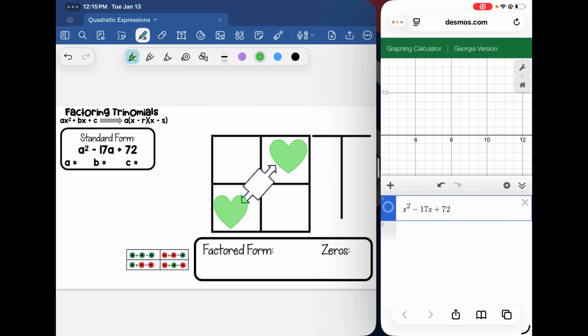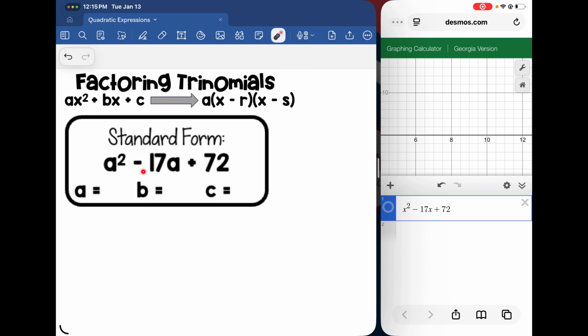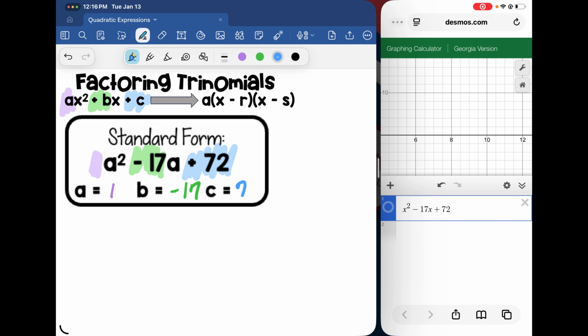All right, let's do our last example for today. My standard form that they gave me this time is a squared minus 17a plus 72. And I need to identify what is my a value, my b value, and my c value. So your a value, aka the number in front of the square term, my b value, the number in front of my linear term, and my c value, the constant, the number by itself. So my a value is 1, my b value is a negative 17, and my c value is a positive 72.